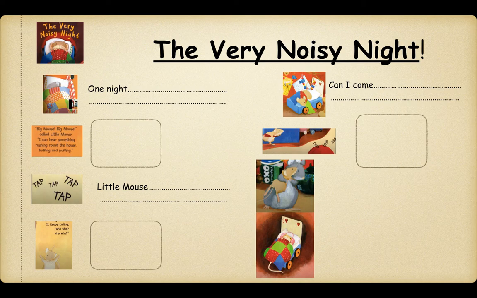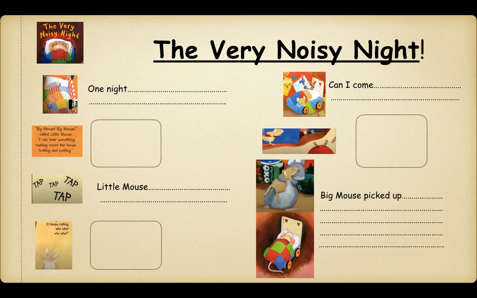And finally, Big Mouse seems to have Little Mouse carrying him off somewhere, and these two go together, and now Little Mouse is lying in bed. What's he got on his ears? Why has he got those things on his ears? So the last task is Big Mouse picked up Little Mouse. What did Big Mouse go and get for Little Mouse so that he could sleep and not be woken up by the sounds outside? Do you remember the story?